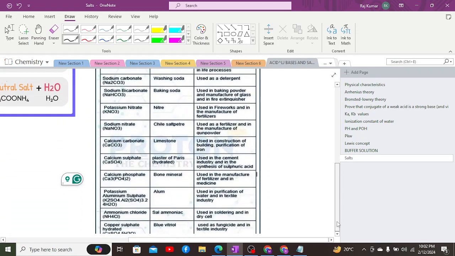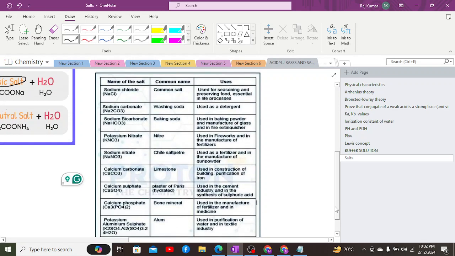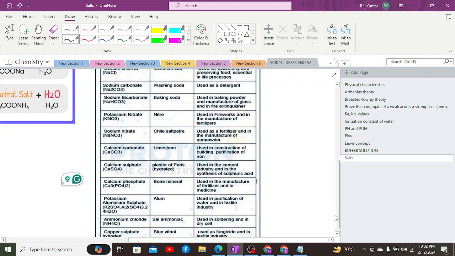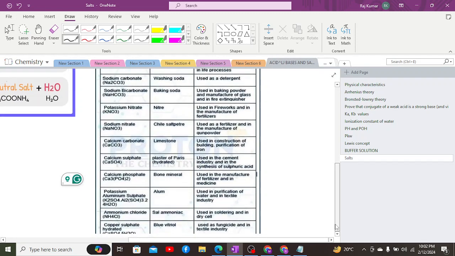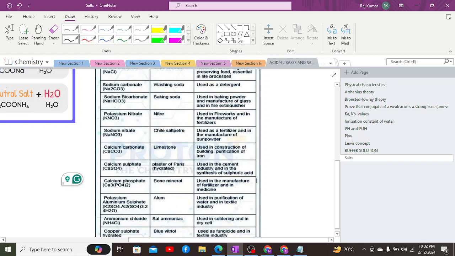And these are some names of salts that you might need to remember: sodium chloride, common salt, rock salt, table salt or kitchen salt; sodium carbonate, washing soda; sodium bicarbonate, baking soda; potassium nitrate; sodium nitrate, chile saltpeter; calcium carbonate, limestone; calcium sulfate, plaster of Paris, which is in hydrated form; calcium phosphate, bone mineral, which is found in our bones; as well as potassium aluminum sulfate, aluminum chloride, and copper sulfate in the hydrated form, which acts as blue vitriol; and sal ammoniac, ammonium chloride.